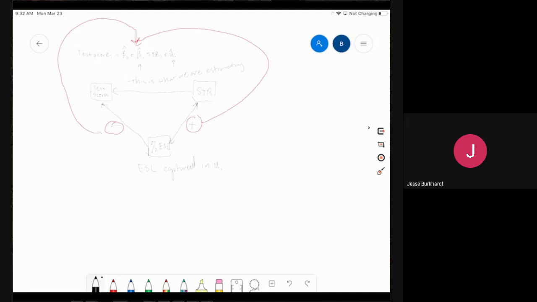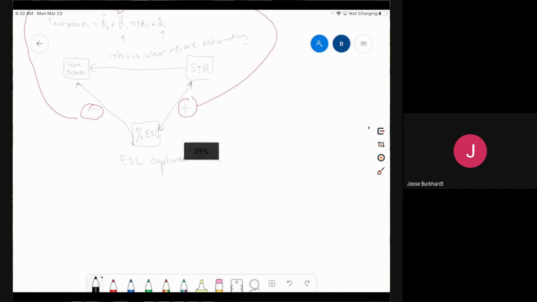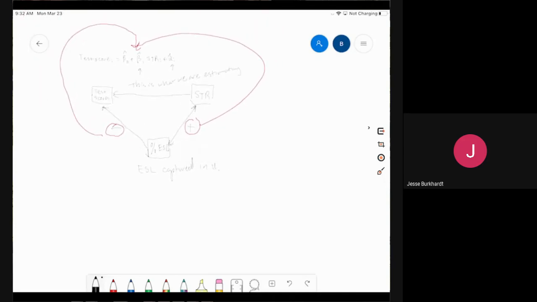So if we have data on percent ESL, we can test. Suppose we have data on test scores and data on student-teacher ratios. We can also test if there's correlation between percent ESL and student-teacher ratios. Let's write in blue. So we want to know, does this relationship hold, the one in blue here? Is there a correlation between percent ESL and student-teacher ratios? If there's not, then we don't have to worry. But if there is, then we would have to worry.